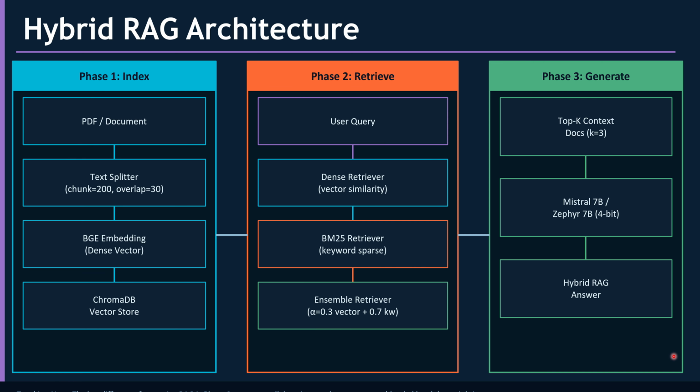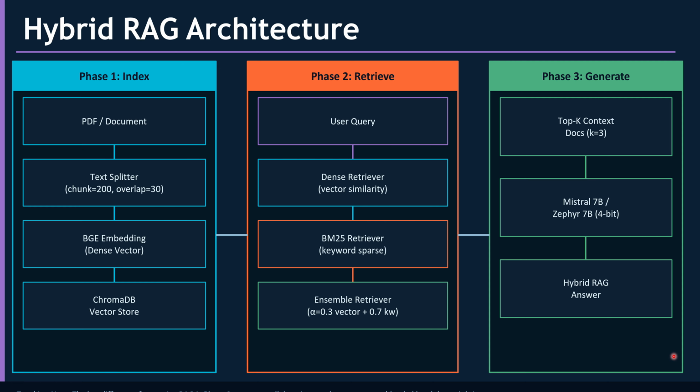Phase 2 is retrieval, and this is where hybrid search lives. When the user sends a query, we run it through two retrievers simultaneously. The dense retriever does vector similarity search using embeddings.